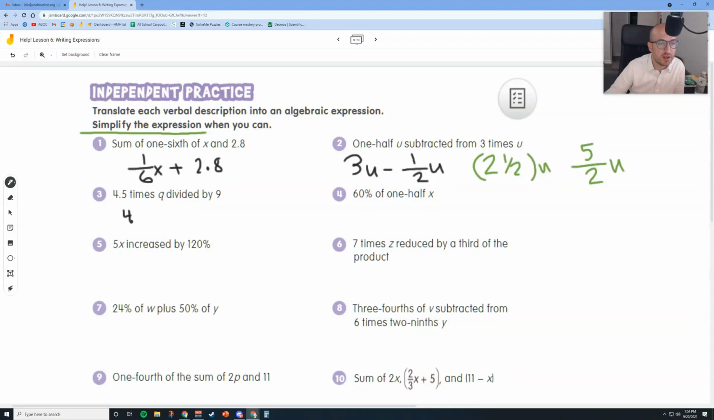4.5 times q. Okay. Decimal coefficient. Divided by 9. Anyone think of that as 4.5q divided by 9? Well, what could we have? I love thinking about this different ways. I'm like doing some gymnastics. Like, well, I don't like that as a fraction. So I'm thinking, what if I doubled this to get the top to not be a fraction? What if I just doubled both of these, like an equivalent fraction?